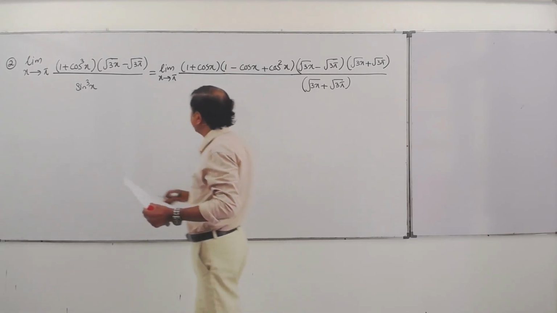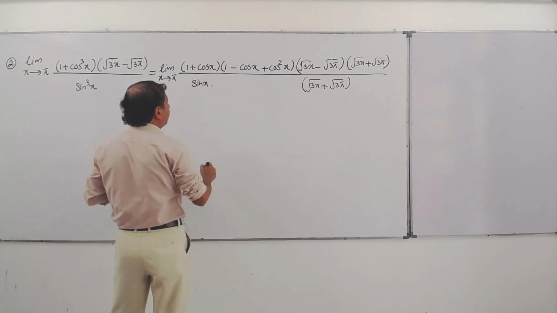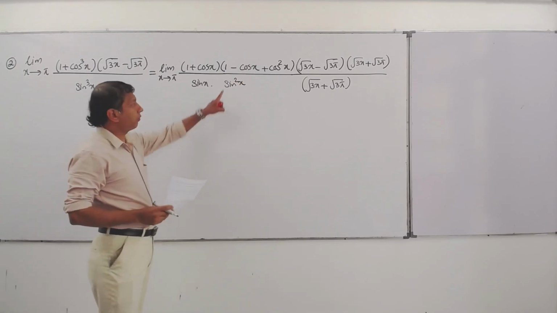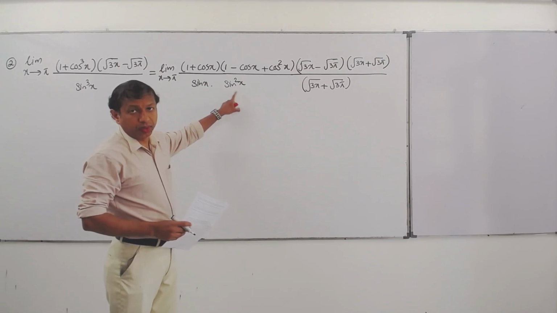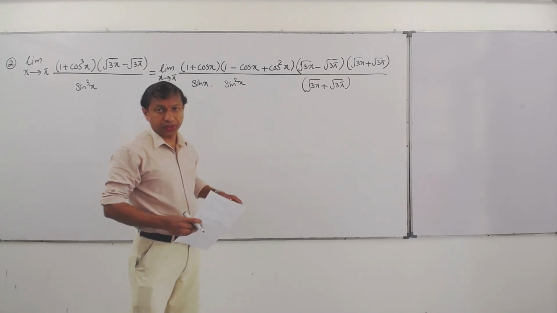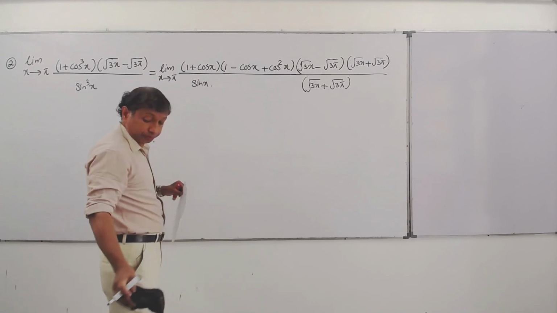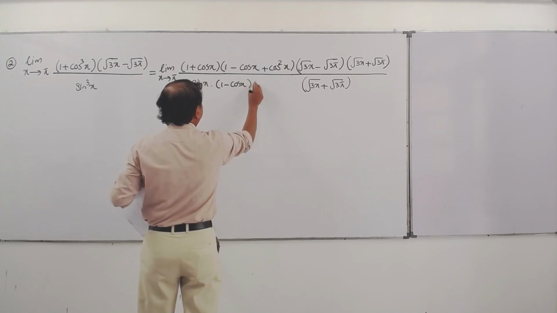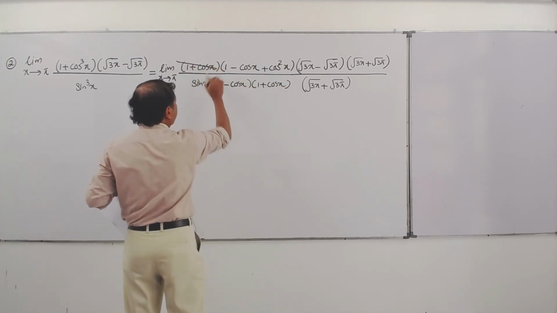Okay. As sine cube x, we write that as sine x into sine squared x. But this sine squared x we can write as 1 minus cos squared x. That 1 minus cos squared x we can write as 1 minus cos x, 1 plus cos x. Understood? Then I write that here: 1 minus cos x into 1 plus cos x. Correct, no? These two you can cancel down like this.